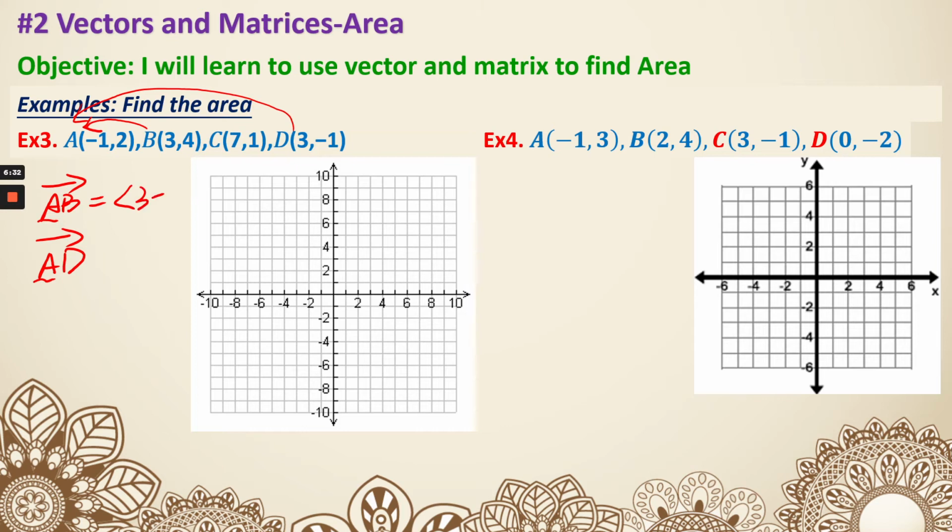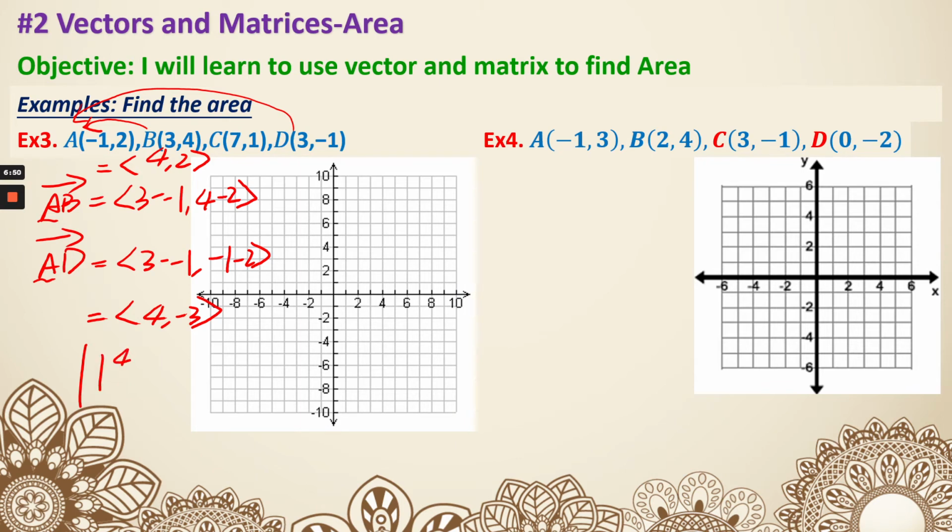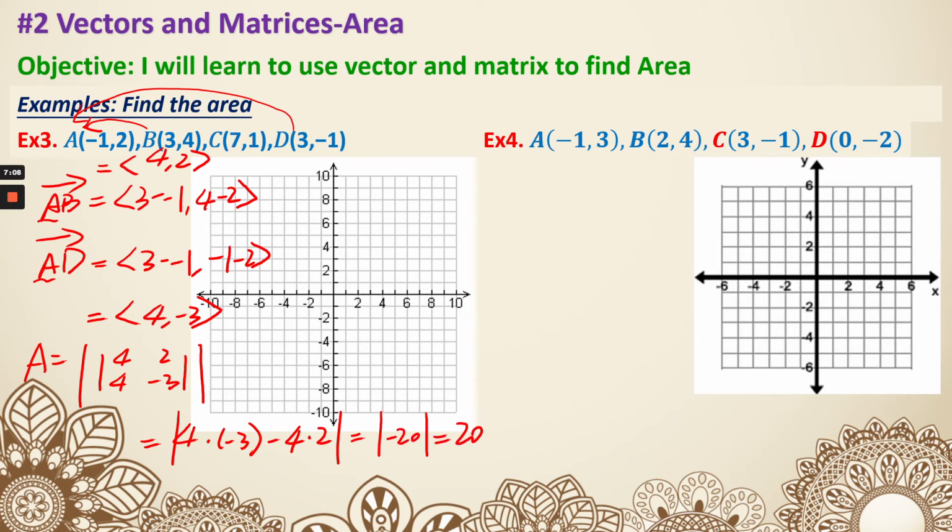So it's going to be 3 minus -1, then 4 minus 2, which is going to be 4, 2. AD is 3 minus -1, -1 minus 2. That is going to give you a 4, -3. So to find the area, stack them up. 4, 2, 4, -3. I can also write letter A in the front to indicate I'm finding the area. 4 times -3, subtracting 4 times 2. So -12 minus 8, which is -20 inside absolute value. So the area is going to be 20.